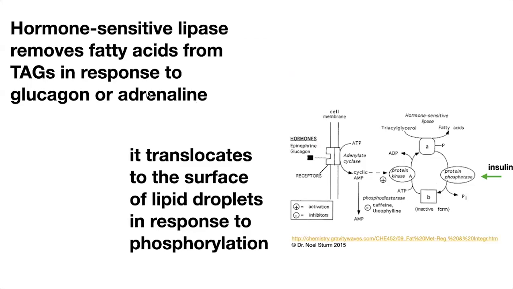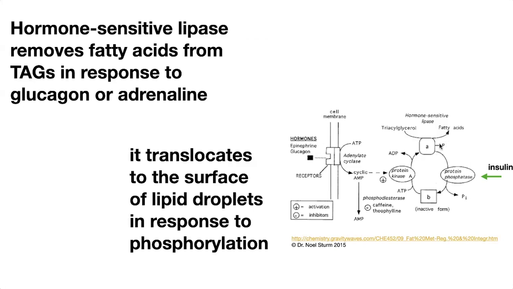Both of those were able to do similar things in some cells because both of them act through G protein coupled receptors. They activate adenylate cyclase, which generates cyclic AMP, which activates PKA. In this case, PKA is going to phosphorylate and activate hormone-sensitive lipase, which is then going to break down those TAGs into fatty acids.